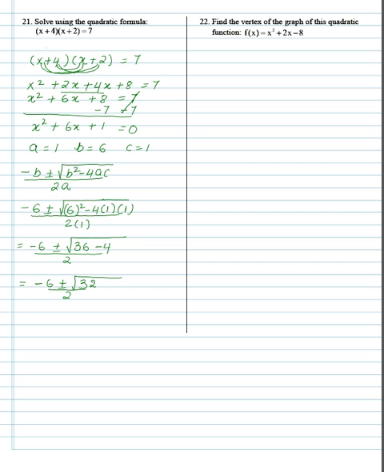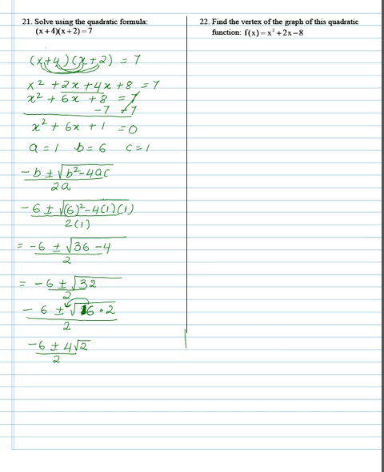Now the question is, can I go ahead and simplify 32? Yes, it's negative 6 plus or minus the square root of 32, which is 16 times 2, over 2. So the 16 comes outside as 4. So negative 6 plus or minus 4 radical 2, over 2.